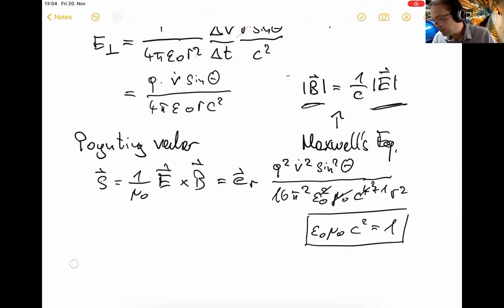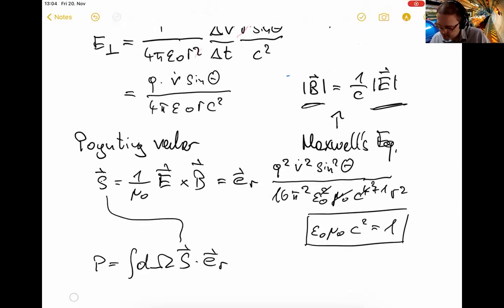And now we are ready to compute the dissipated power. The dissipated power is just the space integral over a sphere around this charge of S in the radial component. So we take the Poynting vector, take its radial projection and integrate over a sphere. And this will be the dissipated power.